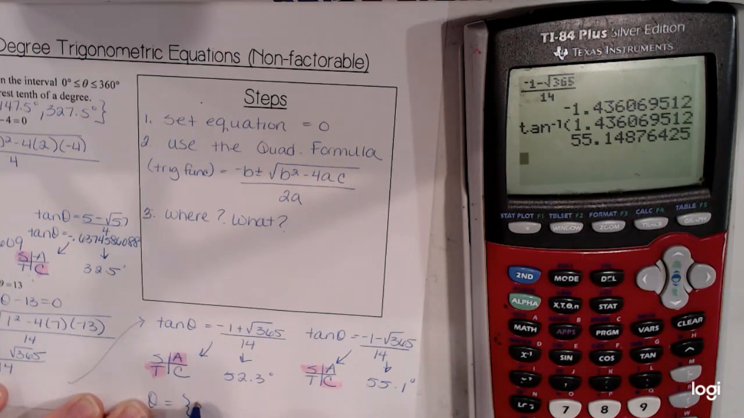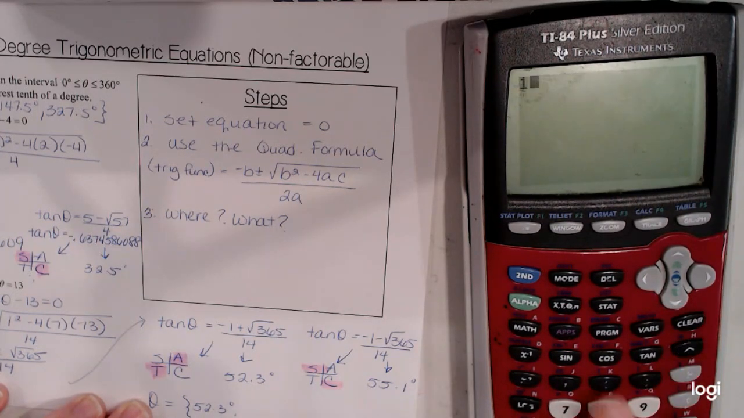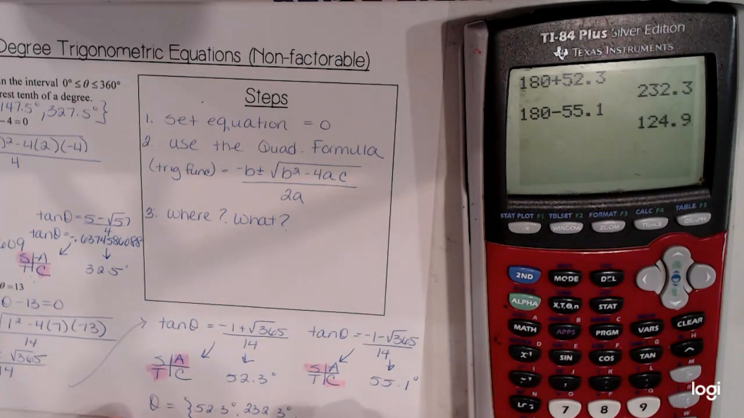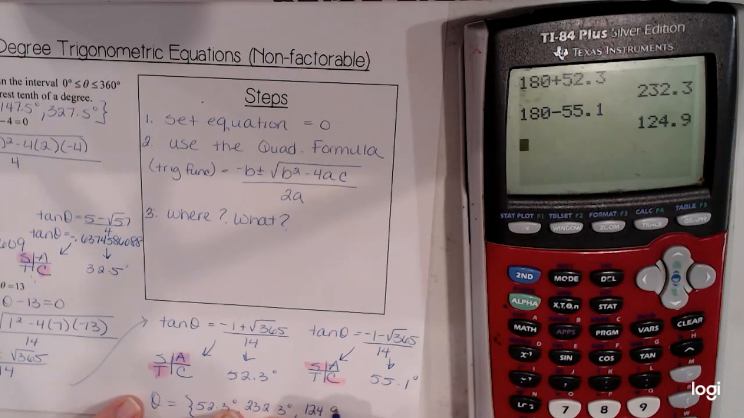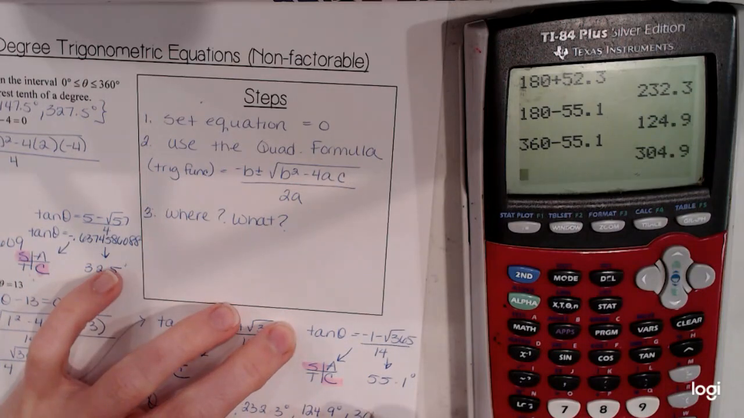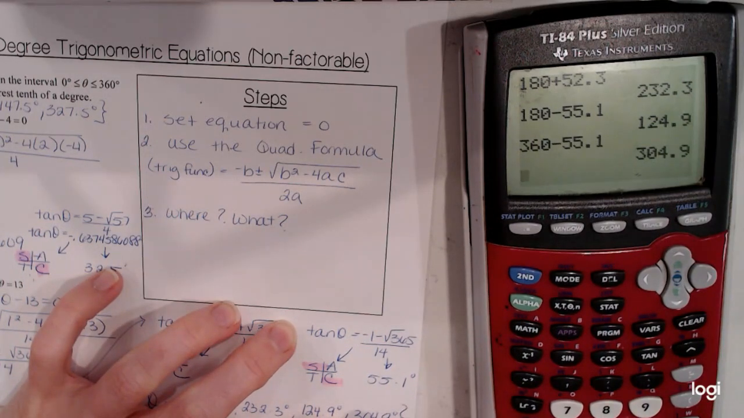So 52.3 in quadrant 1 is itself. 180 plus 52.3 is 232.3. 180 minus 55.1 is 124.9. And 360 minus 55.1 is 304.9 degrees.